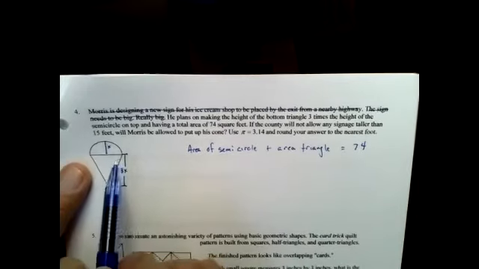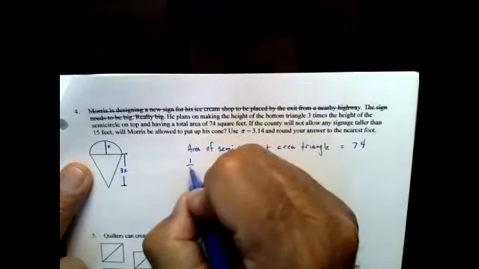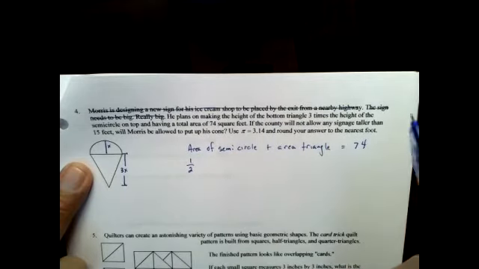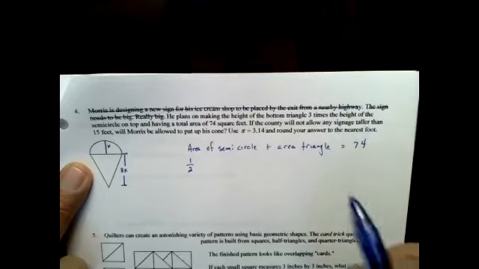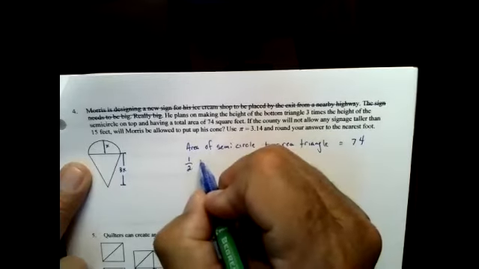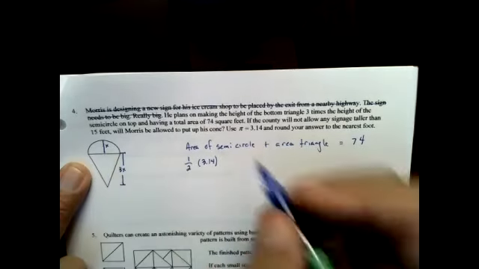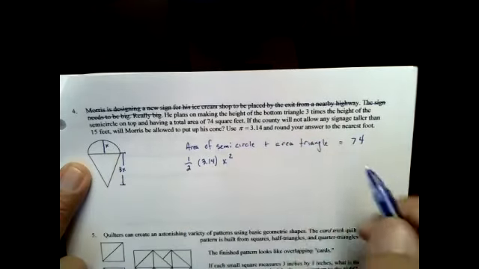All right, so I need to find the area of the semicircle. Well, that's going to be 1/2 the area of a circle, right? So the area of a circle is what? I'm not giving you this one. Pi r squared, right? And here we go. Instead of pi, we're using 3.14. R is the radius, which just happens to be x, so x squared.